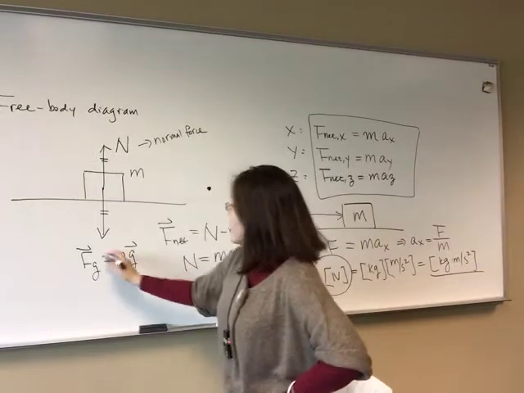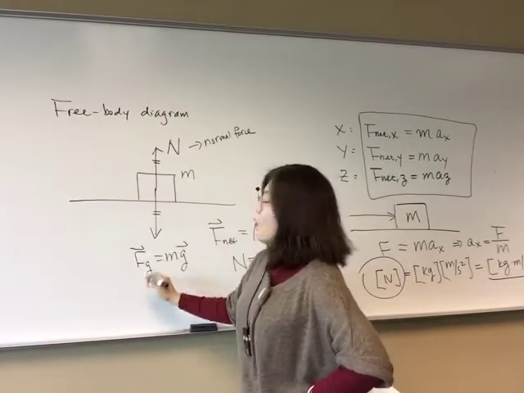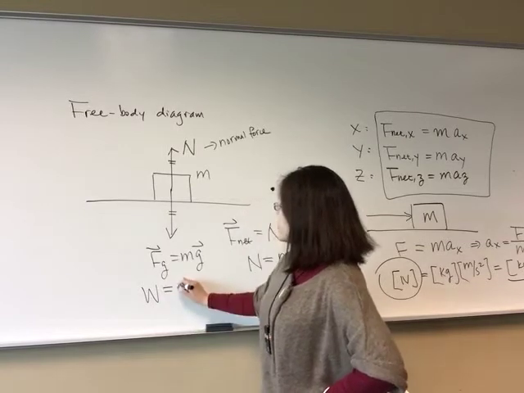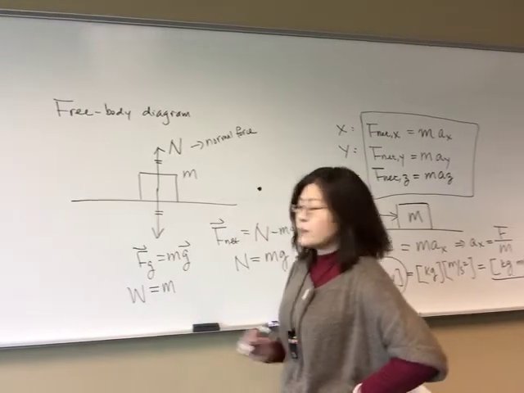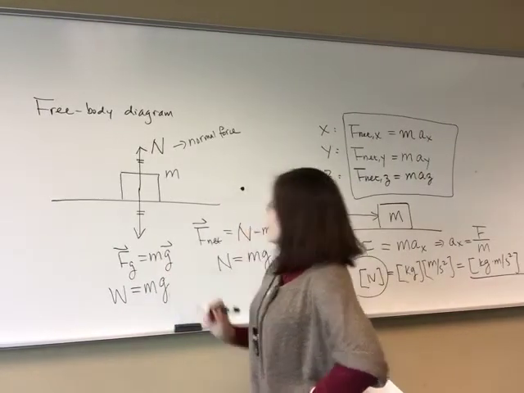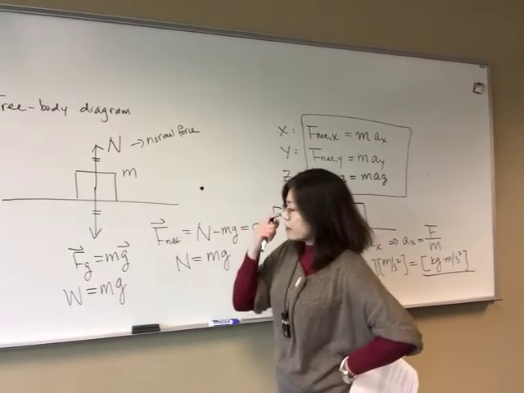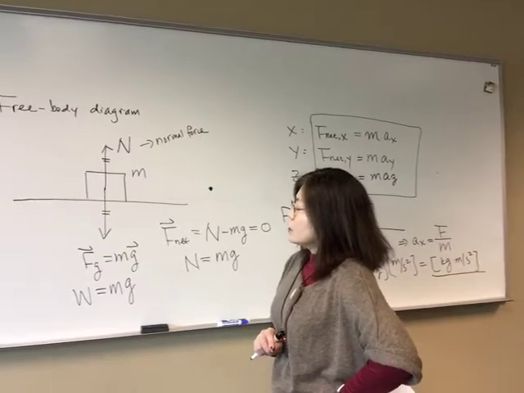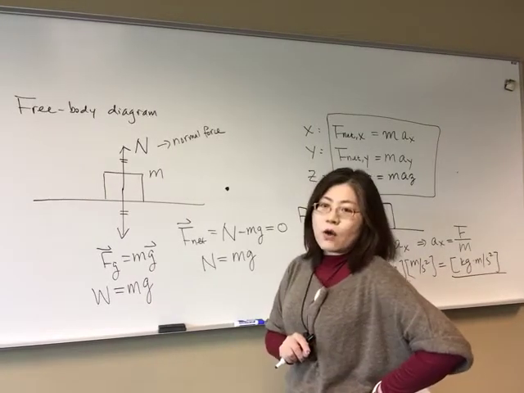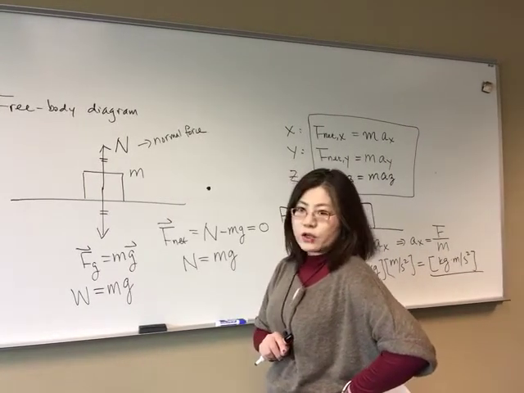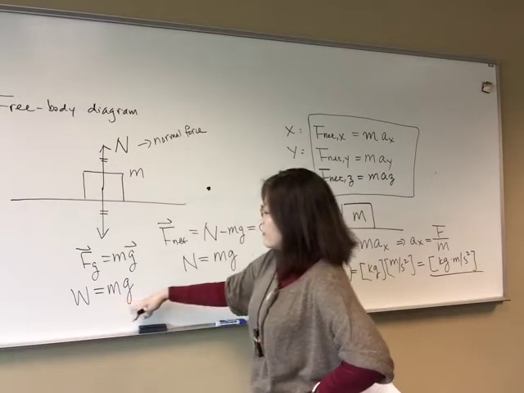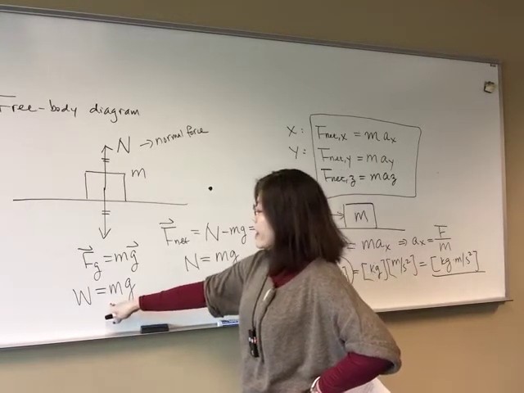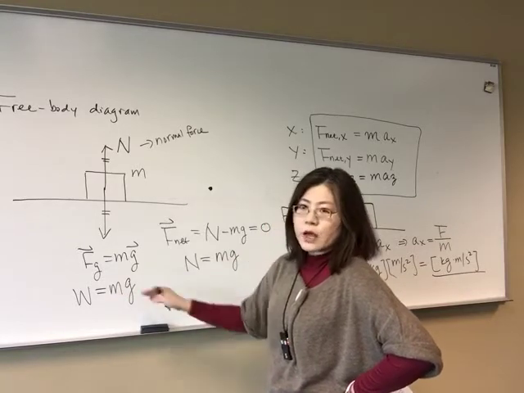Now, what about your mg here? This is basically what we call the weight. The weight of the object is equal to the mass of the object times 9.8, the gravitational acceleration. Weight is defined as the force needed to prevent the object from undergoing free fall acceleration. If it's going to prevent the free fall acceleration, then it should have a magnitude equal to the mass of the object times g.